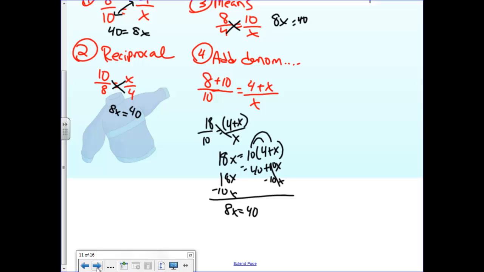The way I set a problem up and solve it might be different from the way Courtney sets it up and solves it, which might be different from the way Justin sets it up and solves it. But if we follow these rules, we're all going to get the same answer, even if we do it 4 different ways. Look at this one.